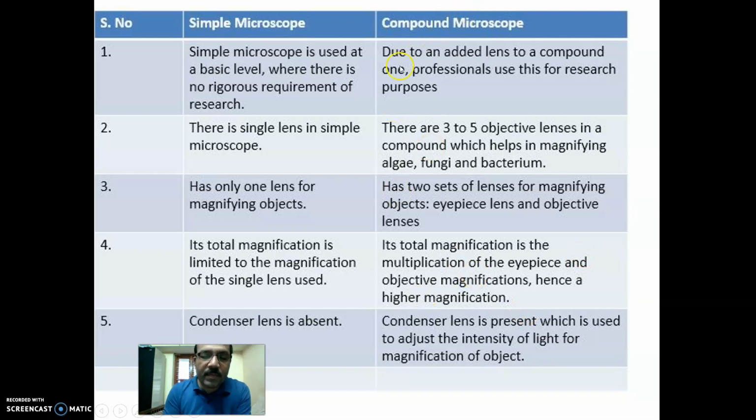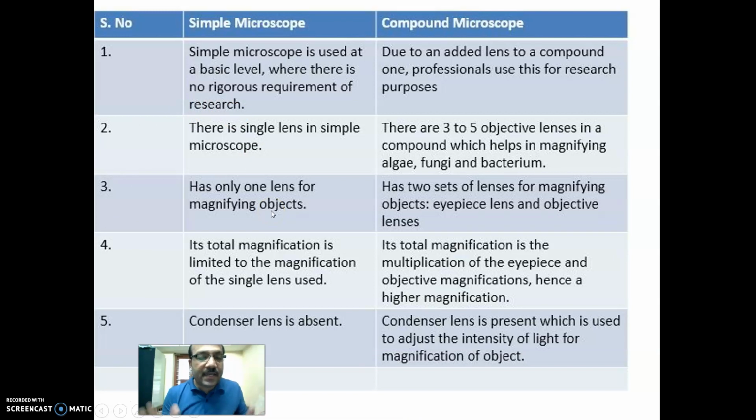Whereas in the case of the compound microscope, a higher magnification can be used for different observations. Then regarding the condenser lens, it is absent in the simple microscope, whereas in the compound microscope, the condenser lens is present, which is used to adjust the intensity of the light for magnification of the object.